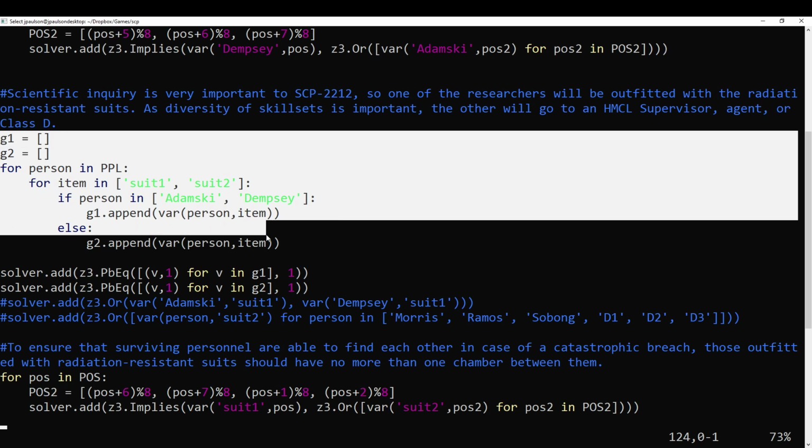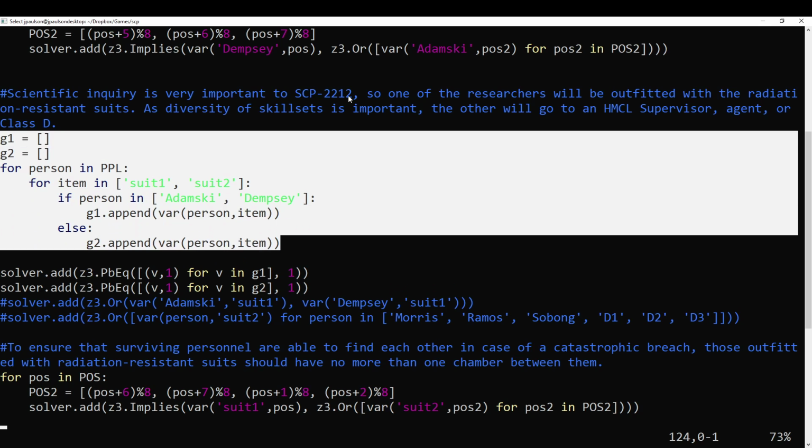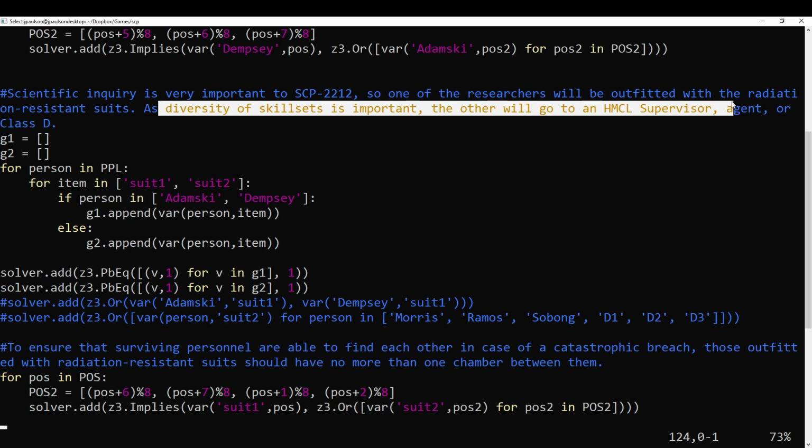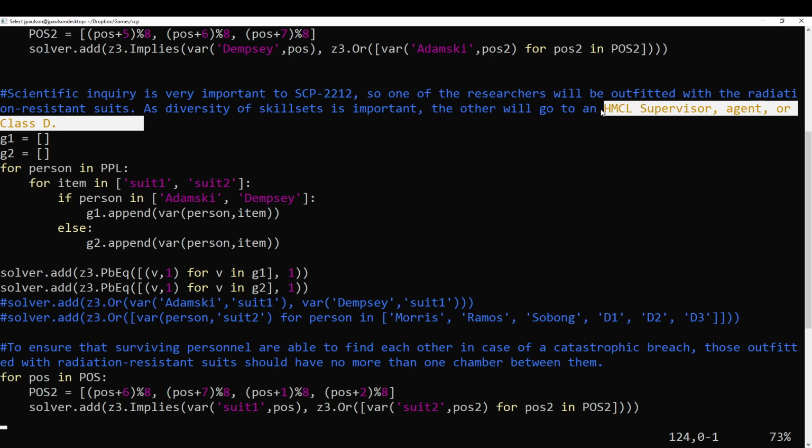One of the researchers is supposed to get one of the suits, and the other suit is supposed to go to, this is just everyone else.